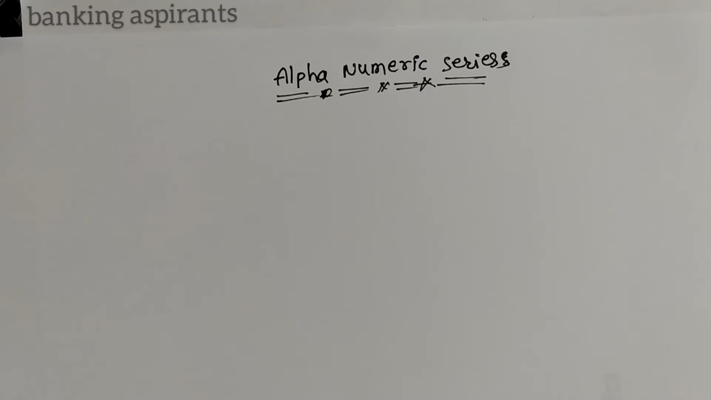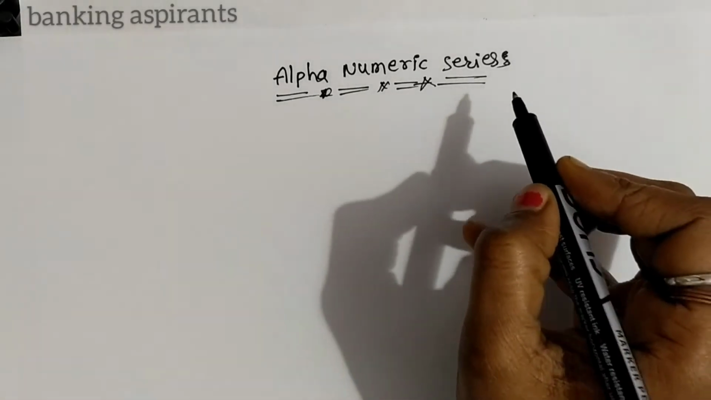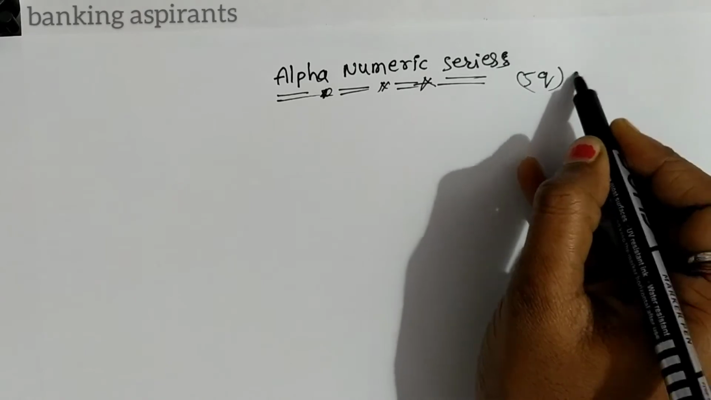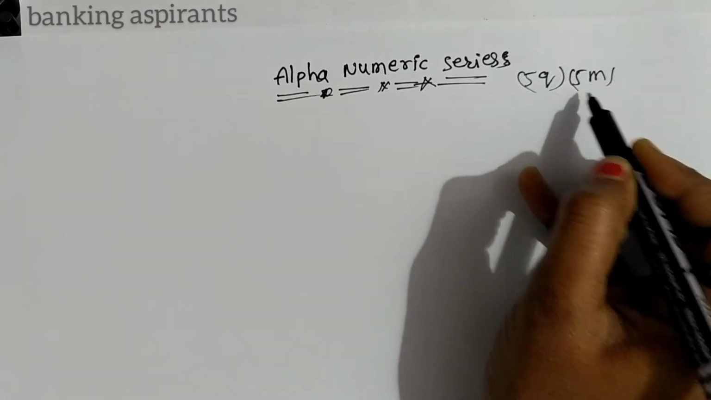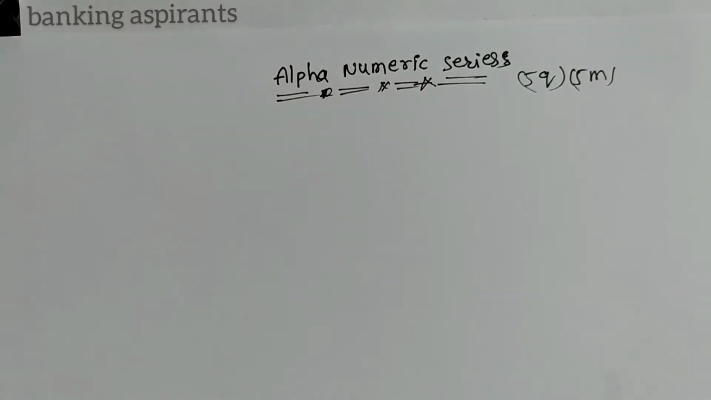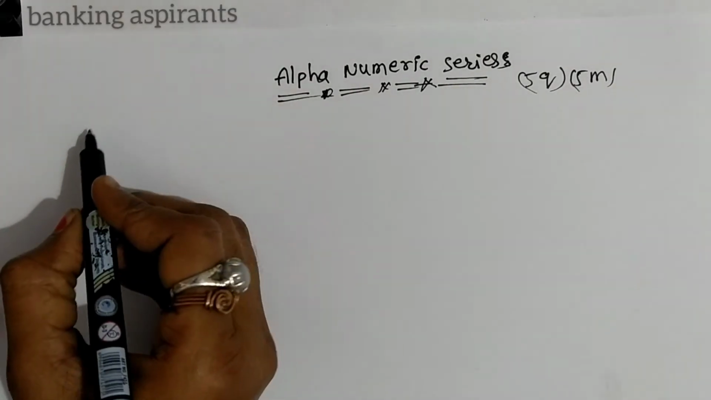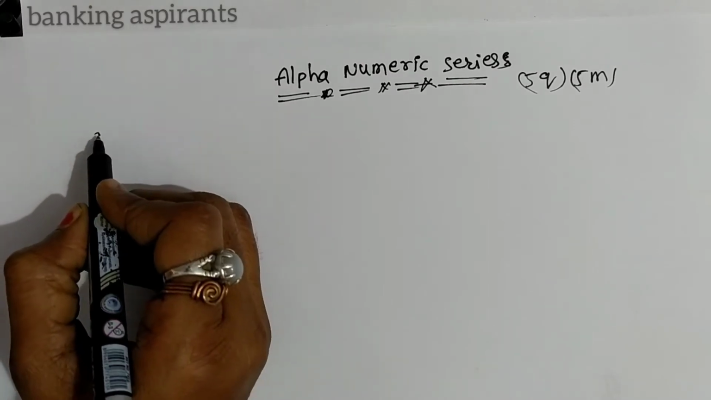Today we'll discuss alphanumeric series. In this chapter we get 5 questions, 5 marks. For this we need to know some techniques regarding alphanumeric series. In this section we have 3 types of series.